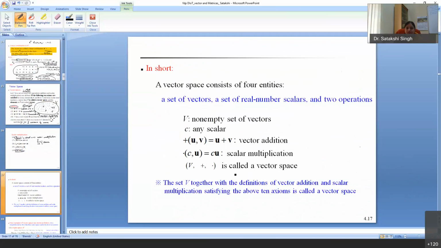Now this everything is written in short here. Vector space consists of 4 entities: a set of vectors, a set of real numbers which are scalars, and 2 operations. The 2 operations were addition and scalar multiplication. Then V was a non-empty set of vectors, C are scalars. Then we have defined addition, and this is called the vector addition. This is called the scalar multiplication. And then V with these two, vector addition and scalar multiplication, is called a vector space with the 10 axioms which should be satisfied. So the set V together with definition of vector addition and scalar multiplication satisfying the above 10 axioms is called a vector space.